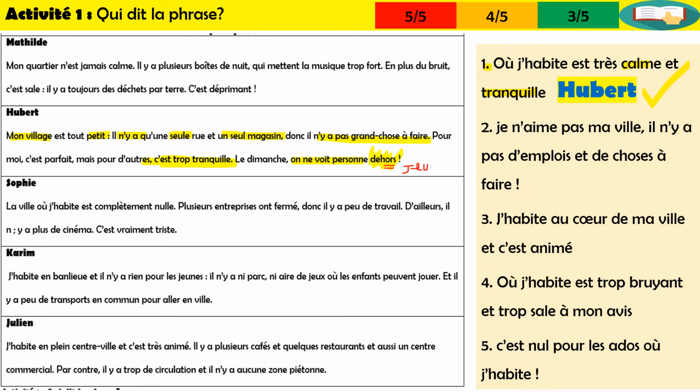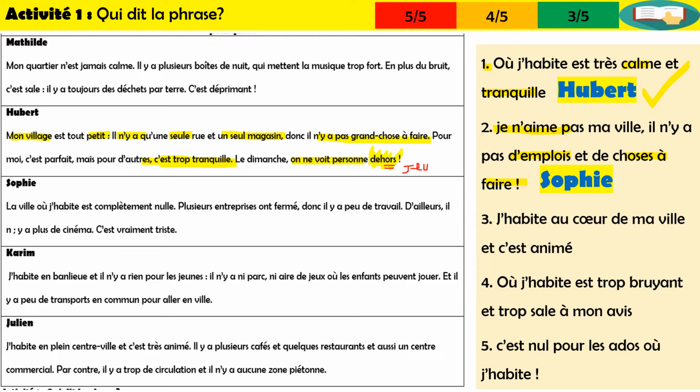Alors, numéro 2. Je n'aime pas ma vie et il n'y a pas d'emploi et de choses à faire. Okay, so what am I looking for? Something negative, something about not having any jobs, emploi, jobs, and things to do. Alright, could it be Hubert again? Maybe, but I don't think it'll be the same answer twice. La réponse, c'est... Voilà, c'est Sophie. Okay, let's have a look.